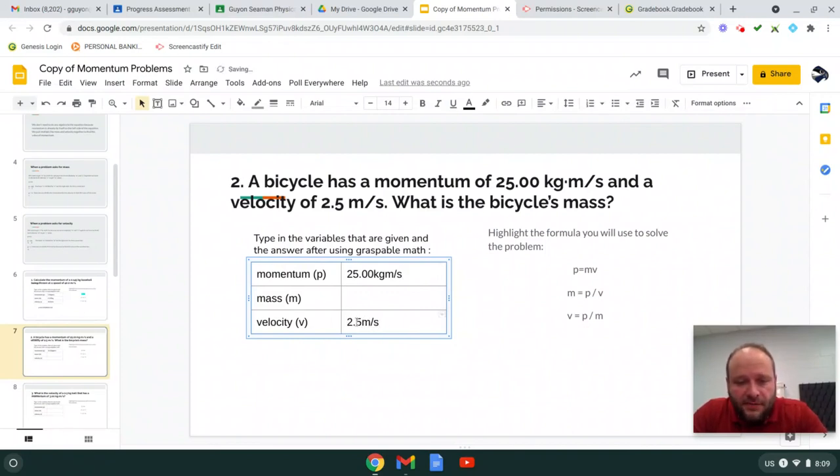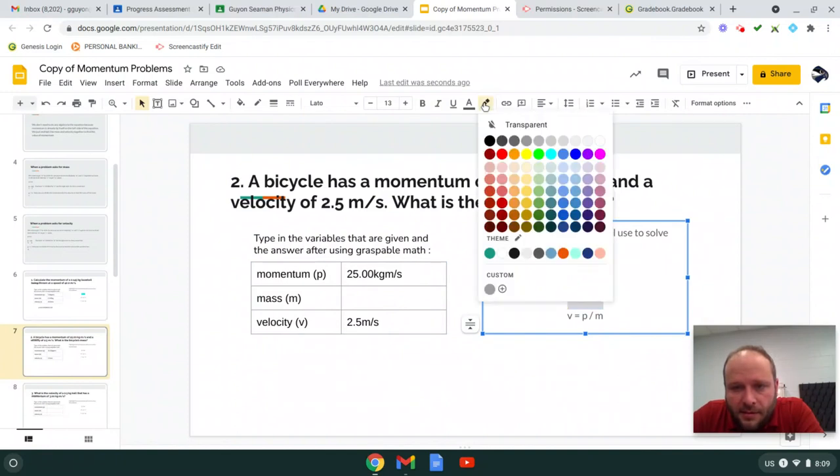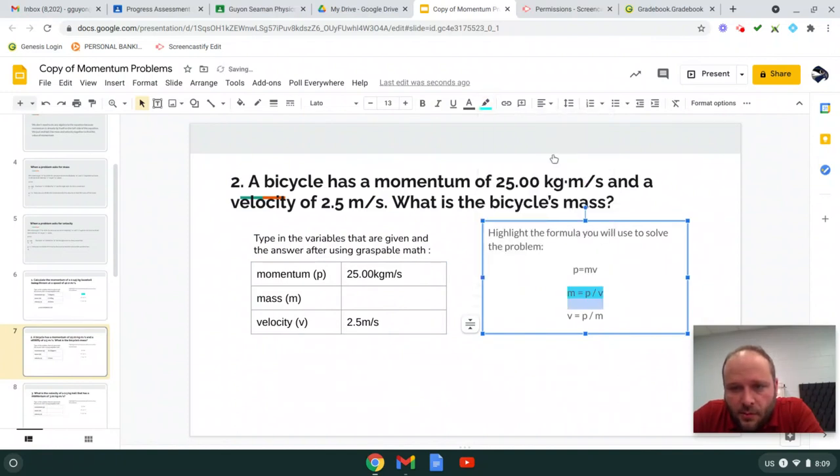And again, I know that's velocity because first off, it says it right here. It says velocity of, and then it also has the unit, and that unit, m/s, is the unit for velocity. Okay. So now the only thing that's missing is my mass, and it says, what is the bicycle's mass? So over on the right here, I've got, again, these 3 formulas, and the one that has mass by itself is the one I want to use. So this middle one, m equals p divided by v. So I'm going to highlight that one because that's the one I'm going to use.